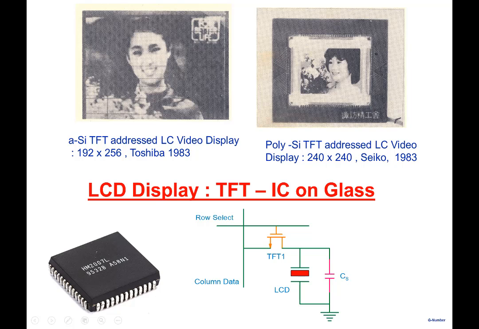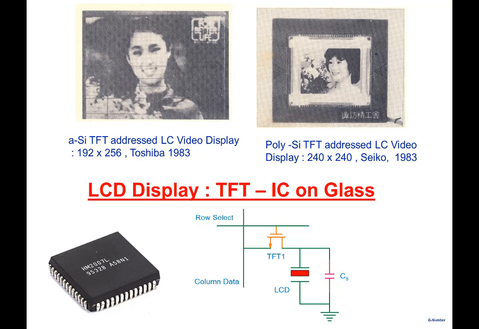But we said that what IC really means, the important word in IC, is monolithic, that you're integrating all the elements on a single substrate. That's the meaning of a monolithic IC. So this display that you see here is an IC made on glass. And what are you integrating? You're integrating a transistor, you're integrating an LCD cell, and you're making a capacitor. So you're making all these elements on glass. And also all the wires that you see here are also made on glass.